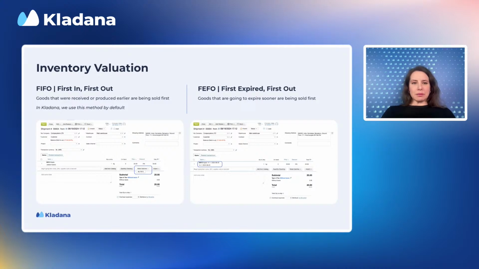But sometimes, if you deal with expiry dates, it's more convenient and more suitable to sell first those that expire first. And there is a method for this too: first expired, first out. In that case, if you use this counting method, goods that are going to expire sooner are sold first. And in Kladana, we have this option for those products for which an expiry date is defined.